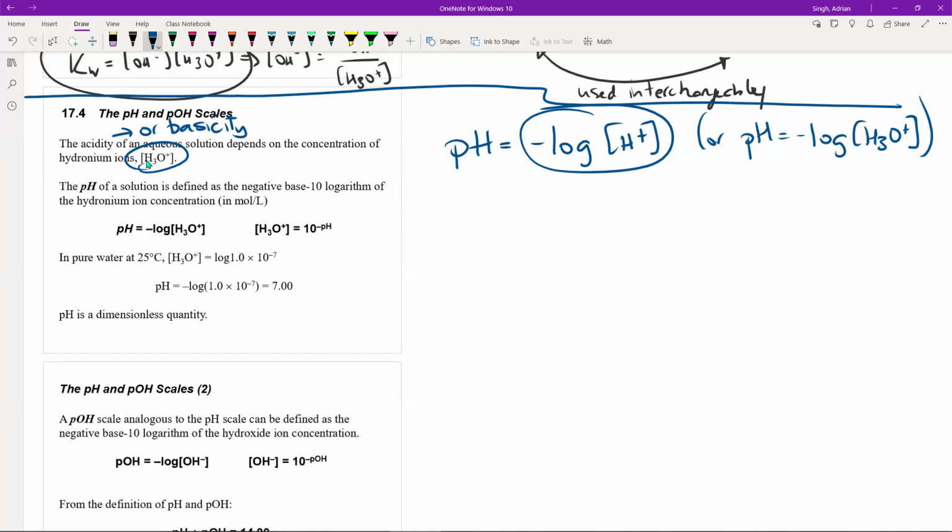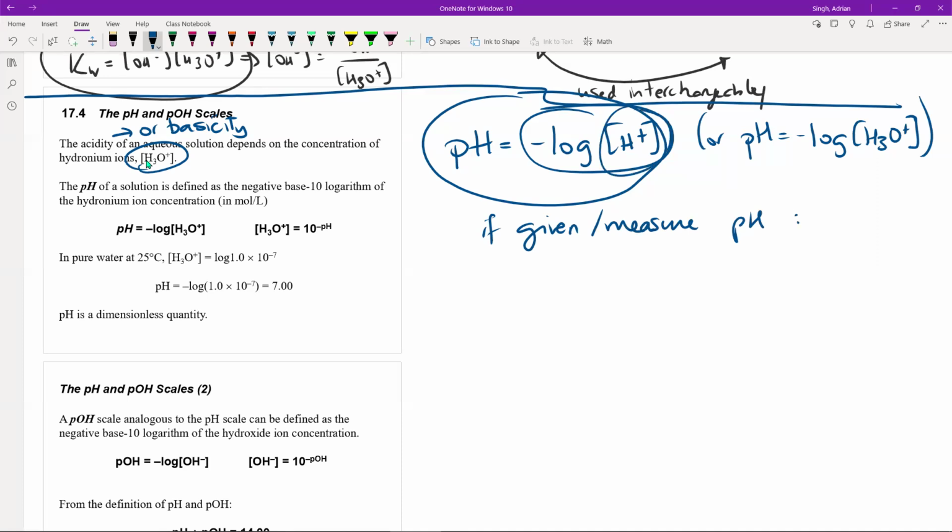We can, if we wanted to, rearrange the equations. So if we're given the H plus concentration, we can obviously just plug it in to find the pH. What about if you're given the pH? If we measure the pH, we can actually solve for the H plus concentration by taking 10 and raising it to the power of the negative pH. That's how logs work. And again, pH is just a number, it's a dimensionless quantity.